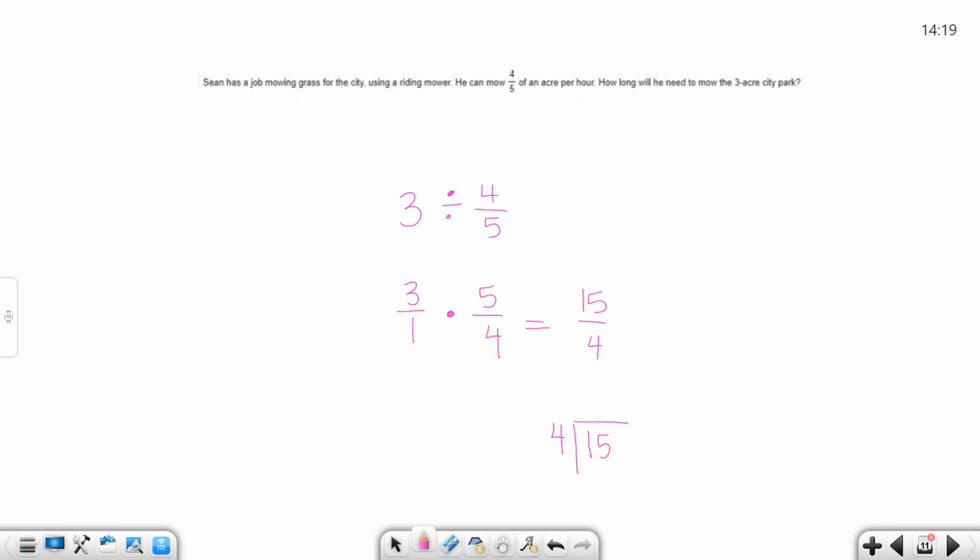We'll change it to a mixed number. That would be 3 is my whole number and 3 is my remainder. So he can mow the city park in 3 and 3/4 hours. Okay, let's see our next one.